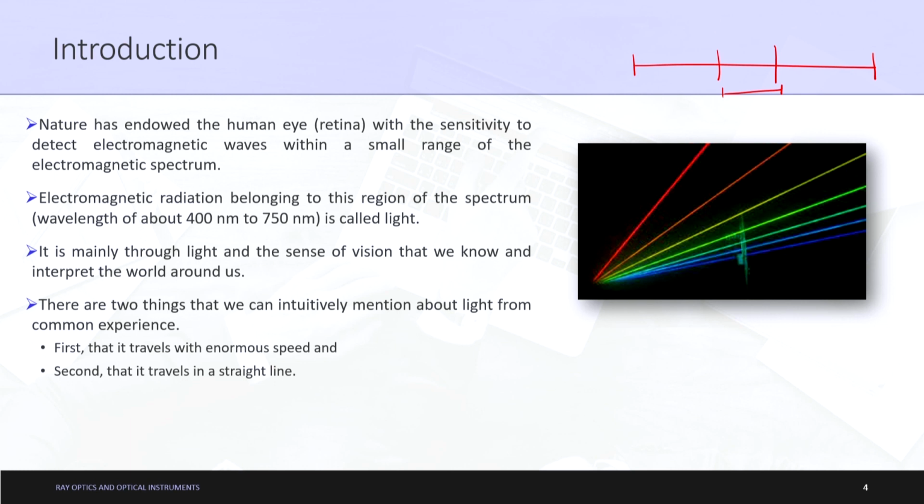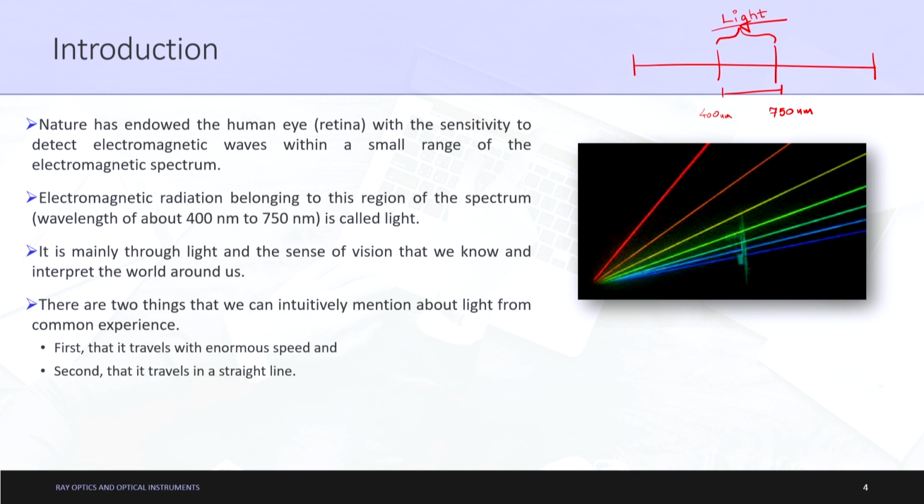The electromagnetic radiation belonging to this region of the spectrum, what is that? Wavelength about 400 to 750 nanometers. So there is 400 nanometers here, and there is 750 nanometers here, which is called light. This region is called light. Why is it called light? Because this is the only part of the radiation which the eye can see.